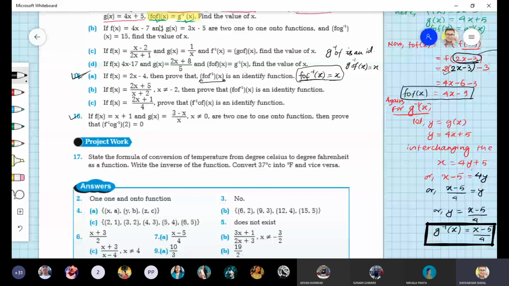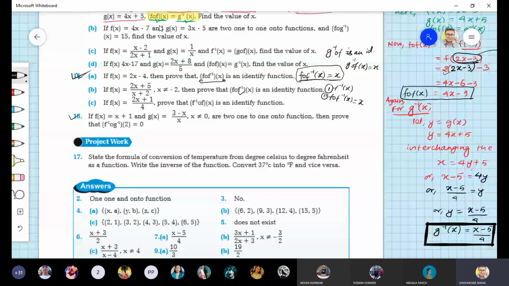Okay, in this one, at first find f inverse x. Step number 1, find f inverse x, and step number 2, find f composite f inverse x, and you will get the value. Eventually, you will get the value x. So it will be proved that this function is an identity function.